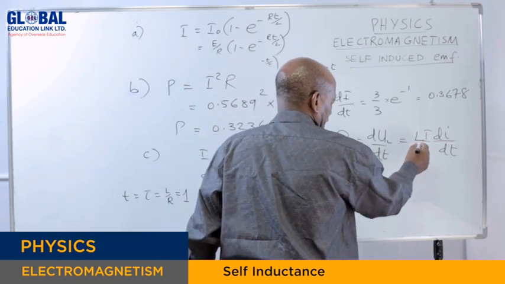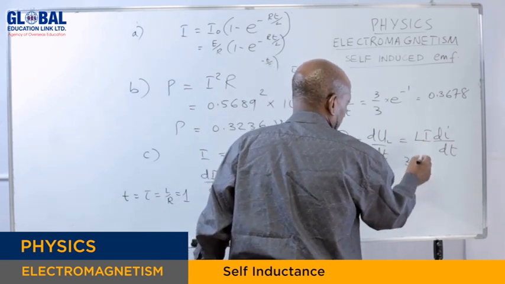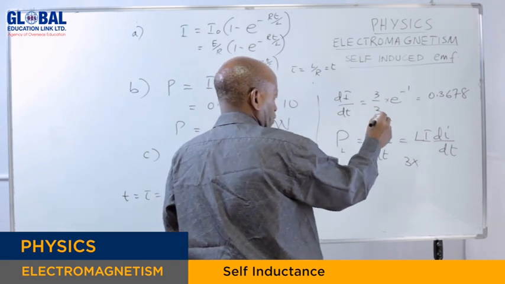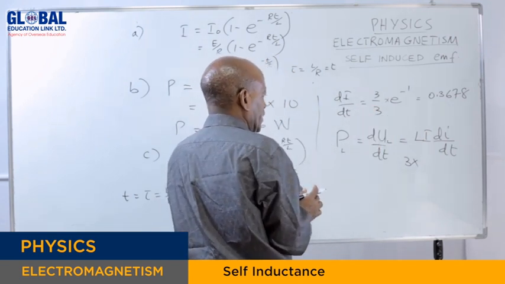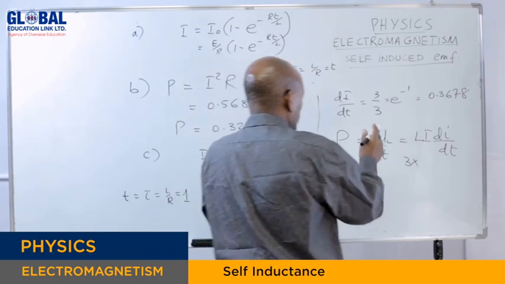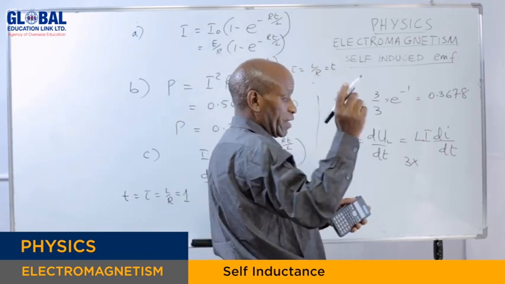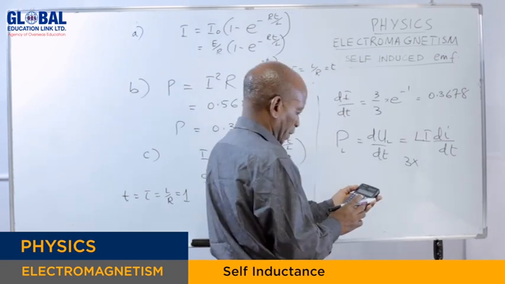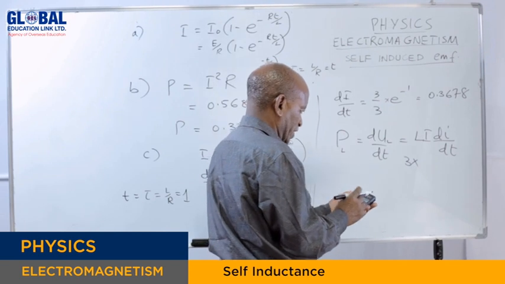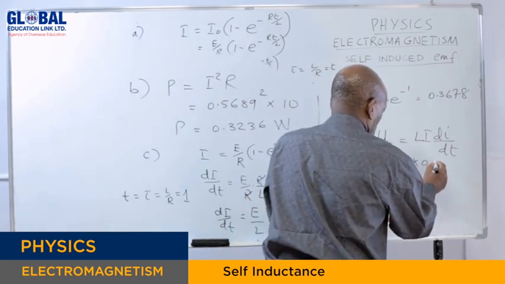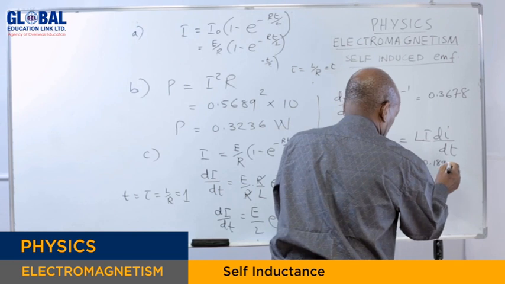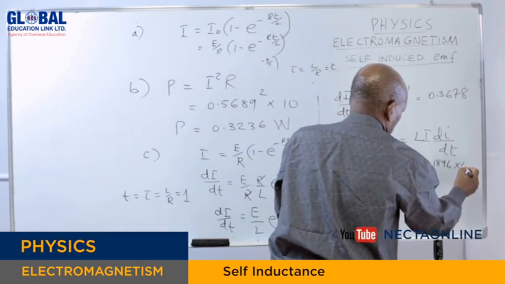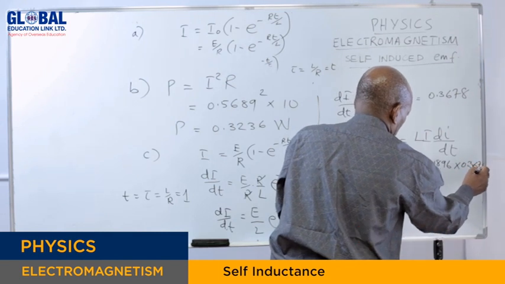For an inductor, L is 3, and the current that is just crossing through the inductor, we have just obtained in part A. This was 0.1896. And di/dt is this one which I have obtained here, which is 0.3678.